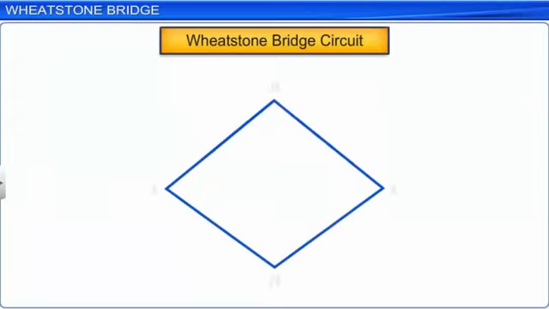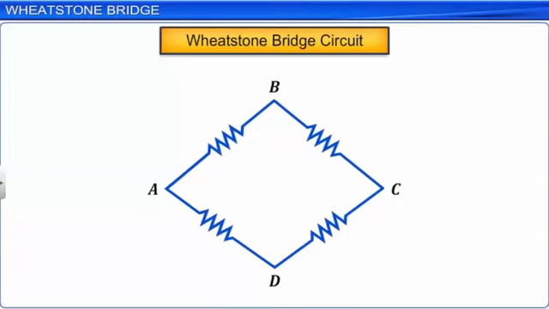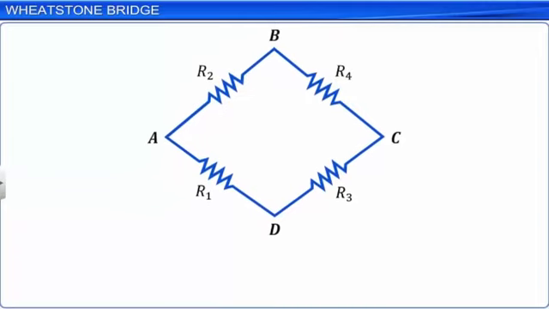The Wheatstone bridge is an electrical circuit shaped like a rhombus, ABCD. The 4 sides of the rhombus are made up of 4 different resistors, R1 to R4. Across the vertical diagonal BD of the rhombus, a galvanometer is connected to detect current. Across the horizontal diagonal AC, a cell is connected.